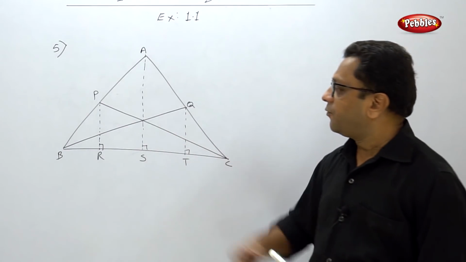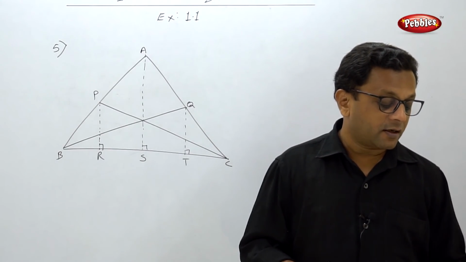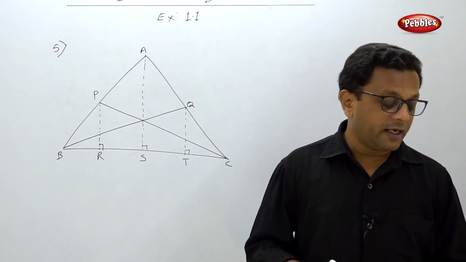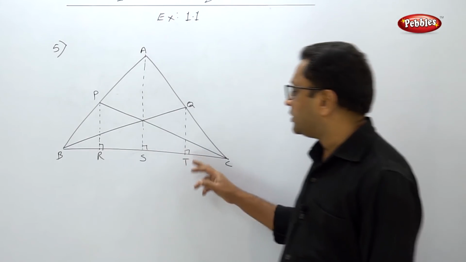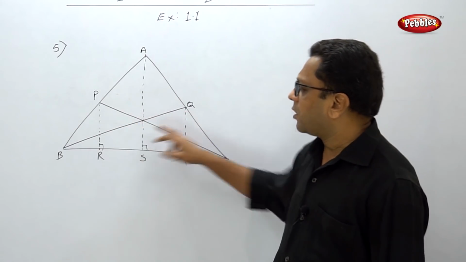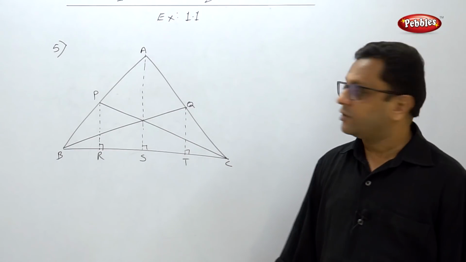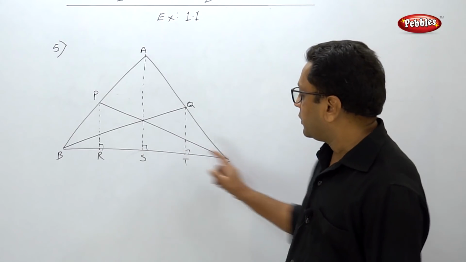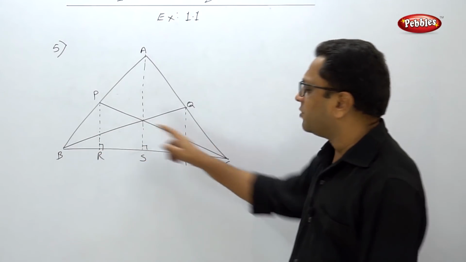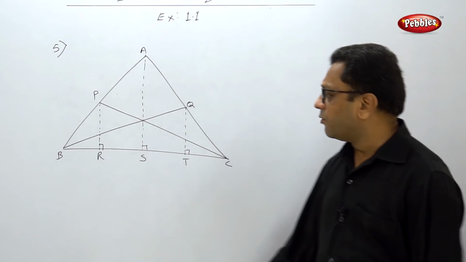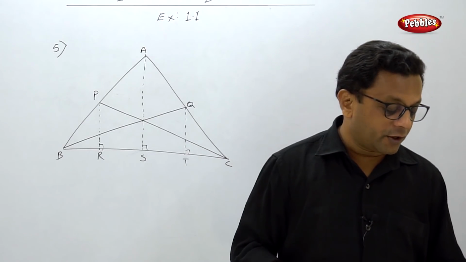Example number 5. The figure is given something like this. In the figure, segment PR is perpendicular to side BC, AS is perpendicular to side BC, and QT is perpendicular to side BC. These three are perpendicular to BC. Okay, so now many triangles you can see here. ABC is the bigger triangle, then this smaller triangle, then this triangle, this triangle. Many triangles are there in this case, and everywhere height is given. Now we have to find the following ratios.